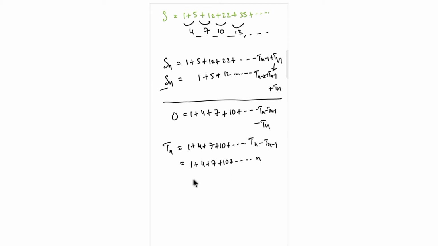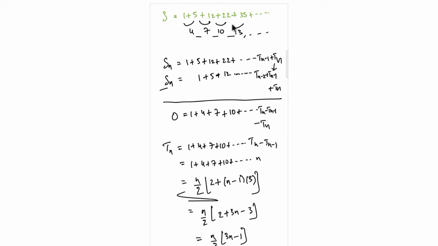So if you see, these are in AP: 1 plus 3 is 4, 4 plus 3 is 7, 7 plus 3 is 10. So you can get a general expression of this like n by 2 of 2 into a, that is 2, plus n minus 1 into 3, right? This is what you're gonna get. So it's n by 2 of 2 plus 3n minus 3, so it is n by 2 of 3n minus 1. Alright, so n by 2 of 3n minus 1 is what you want to get, and this is the general expression of Tn.